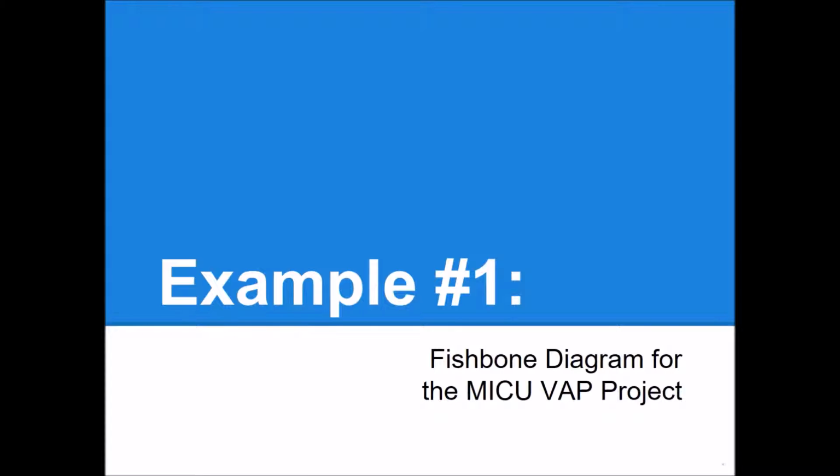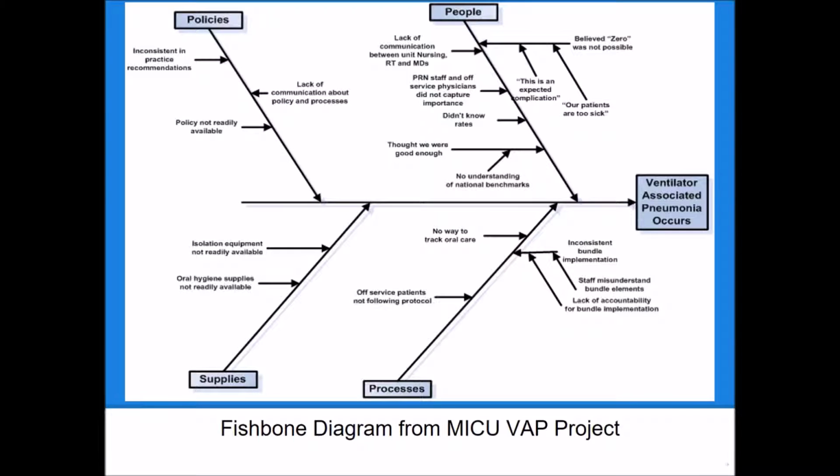So let's look at an example together. This first one is from the MICU Ventilator-Associated Pneumonia project that we've talked about in several of our previous lectures. This is the fishbone diagram they created. They started by stating their main problem, that a ventilator-associated pneumonia occurs. They then used main categories. In this case, they used people, policies, supplies, and processes.